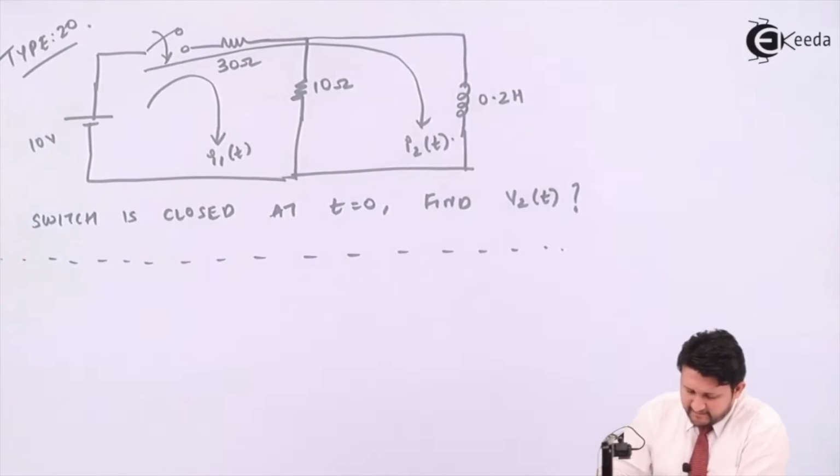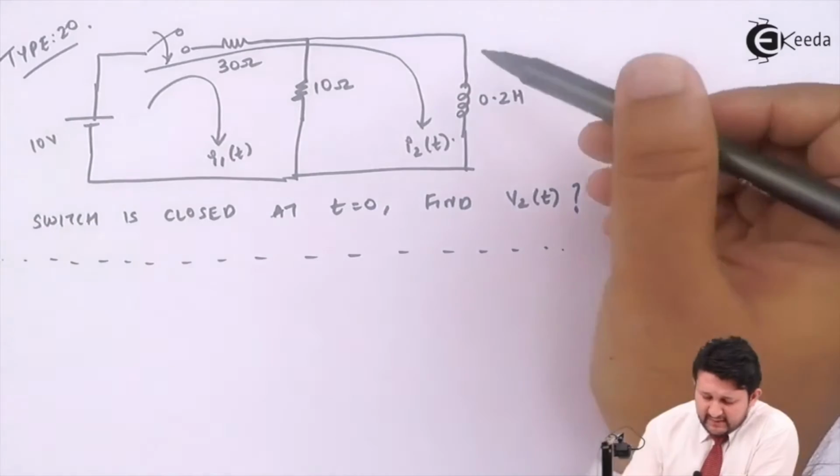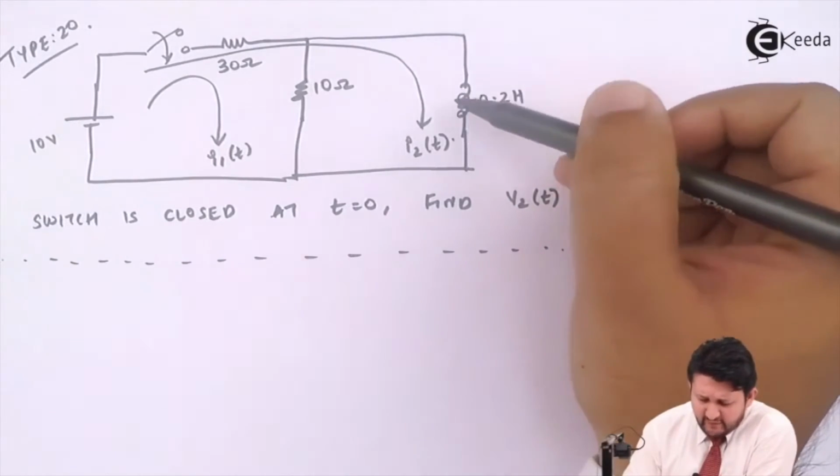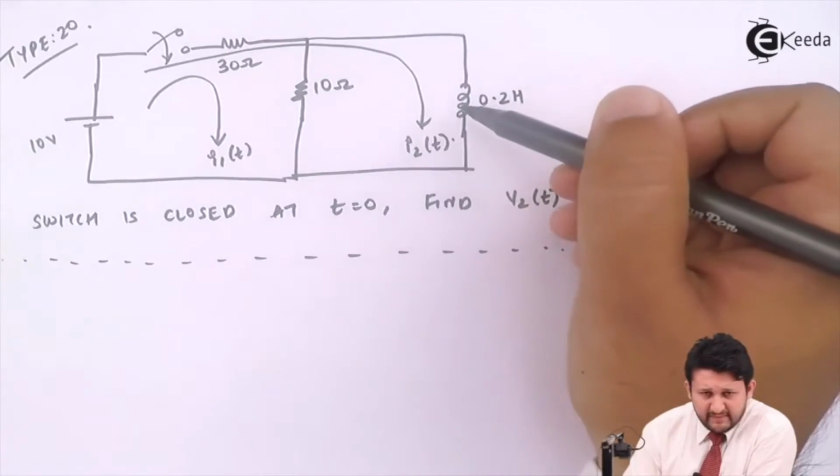20 in this circuit. The condition is given, switch is closed at t equal to 0. Find V2 of t. So in this case, find the voltage. So you can easily find the current. The sum is very simple.